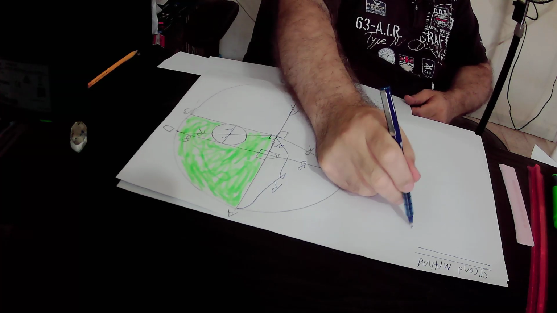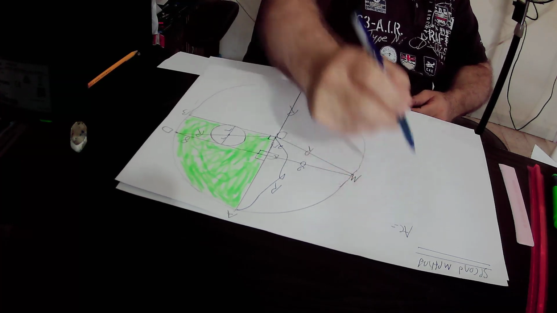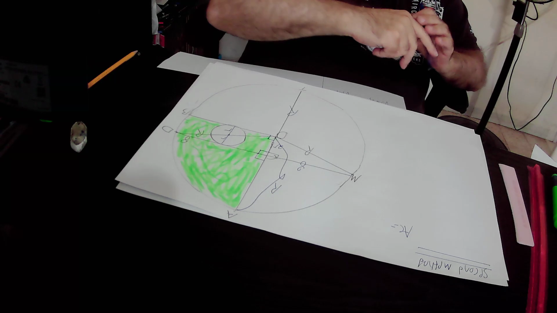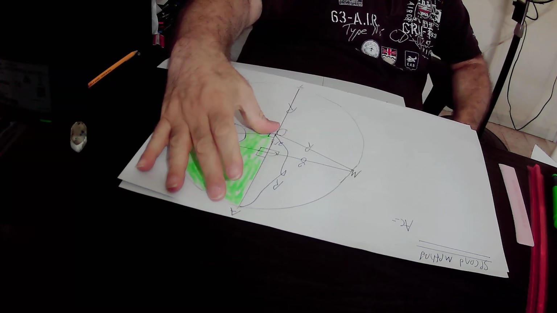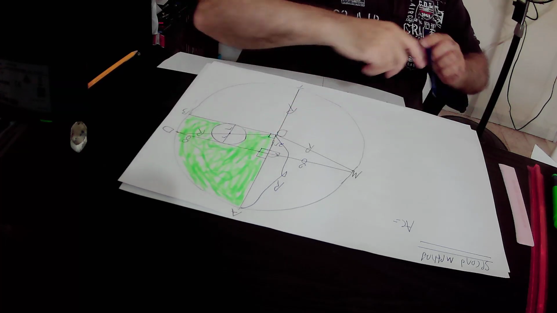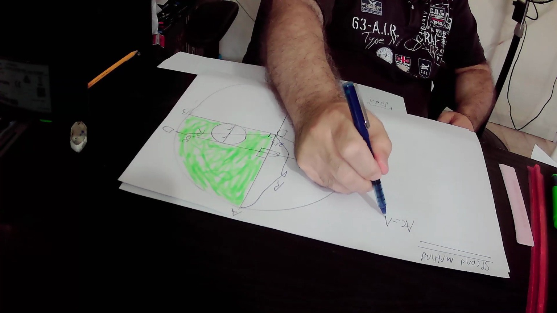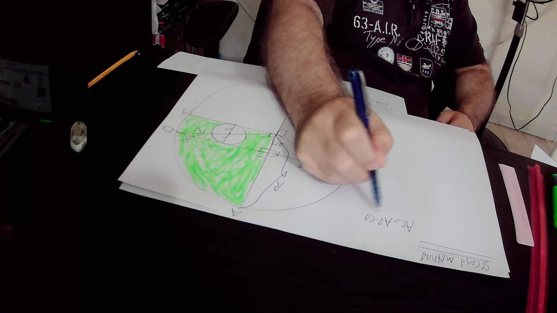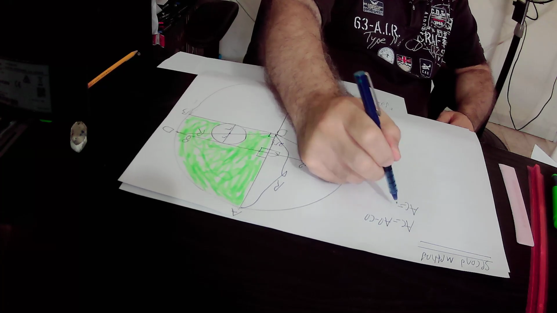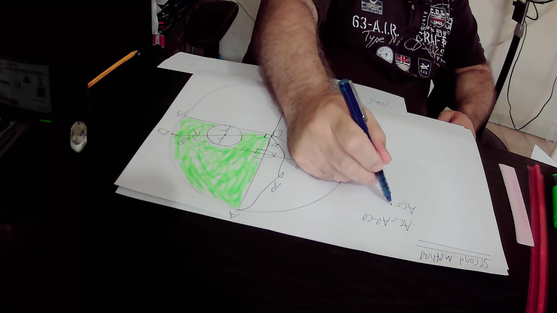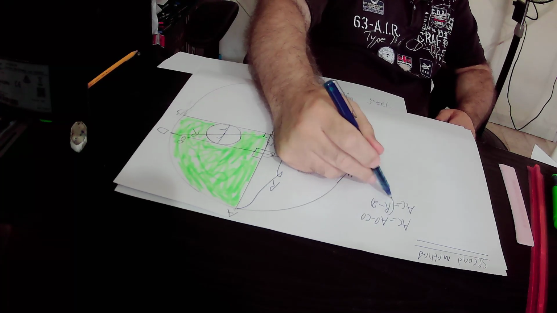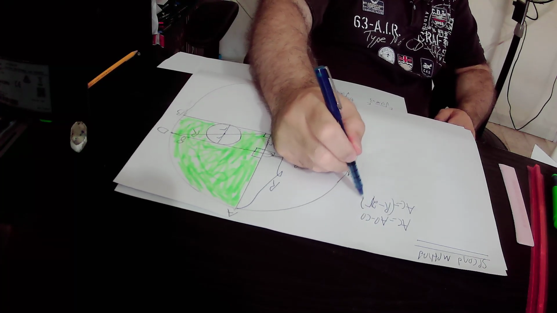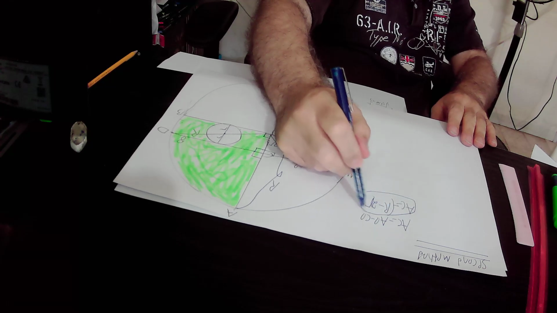Here, from the drawing, it is very easy to see that AC equals AO minus CO. That is to say, AC equals AO, that is capital R, the radius of the big circle, minus CO, that is 2R. So in conclusion, we found out that AC equals capital R minus 2R.